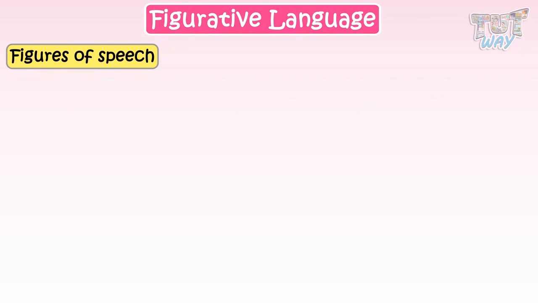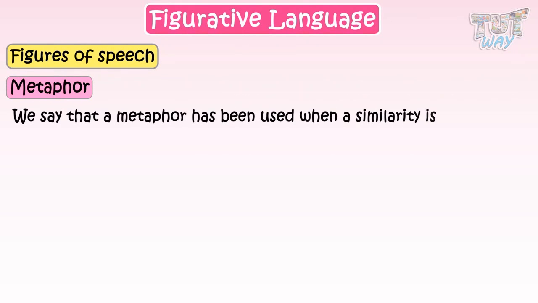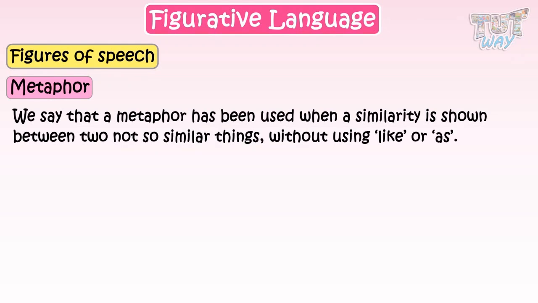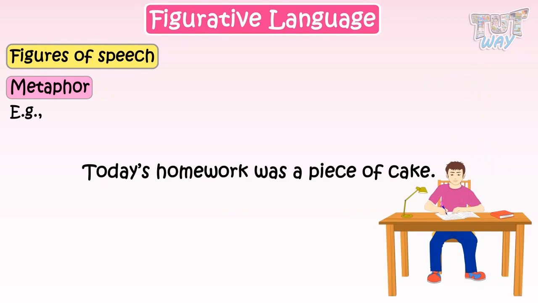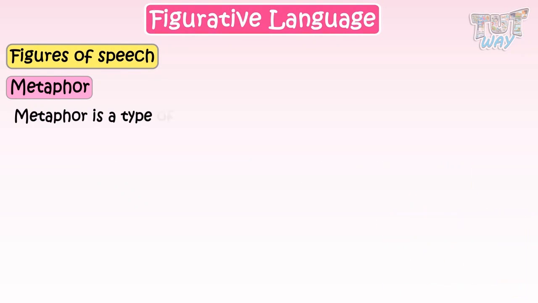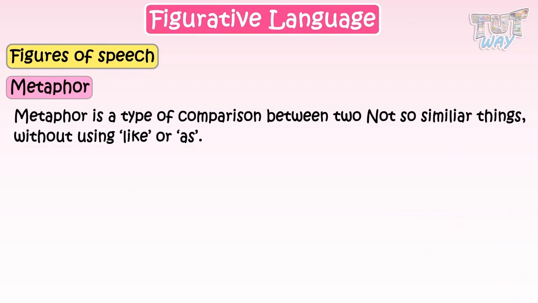Now let's learn the next figure of speech, and it is metaphor. We say that a metaphor has been used when a similarity is shown between two not so similar things without using like or as. For example, her voice was music to his ears. Here, it is being suggested that her voice made him happy. Today's homework was a piece of cake. Here, the homework is being compared to a very easy and enjoyable task. So, metaphor is a type of comparison between two not so similar things without using like or as.